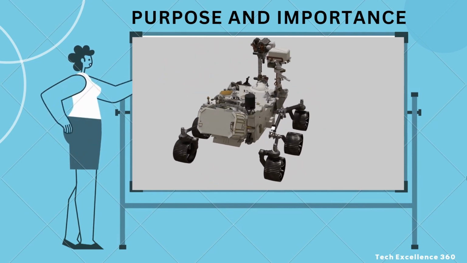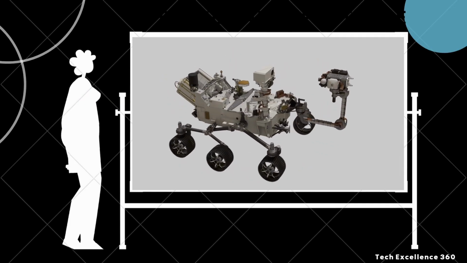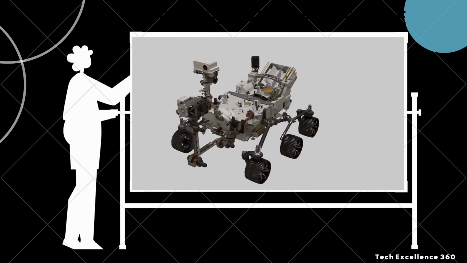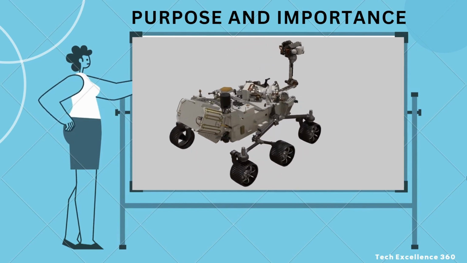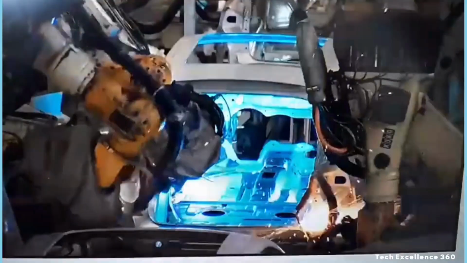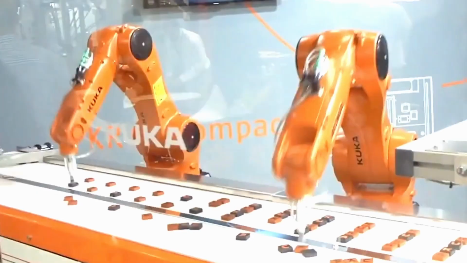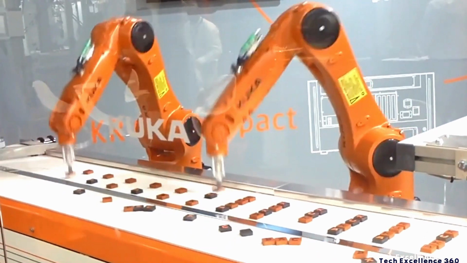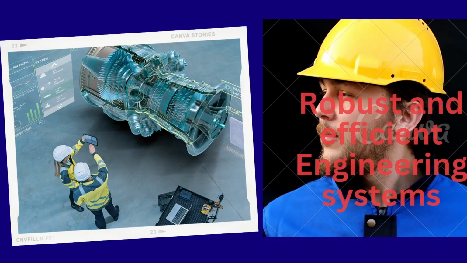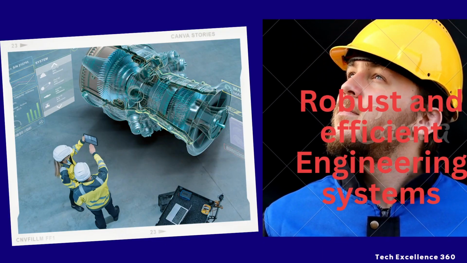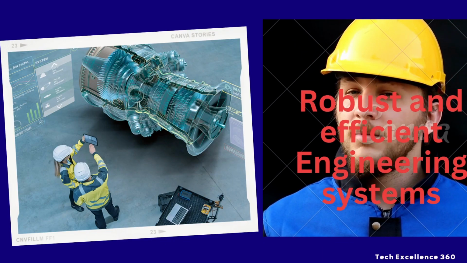Plant simulation in engineering is carried out to study, analyze, and predict the behavior of intricate systems without physically manipulating them. It allows engineers to explore various scenarios, test hypotheses, and optimize system performance before implementation. This process is essential for designing robust and efficient engineering systems.